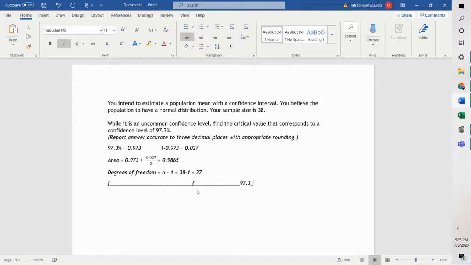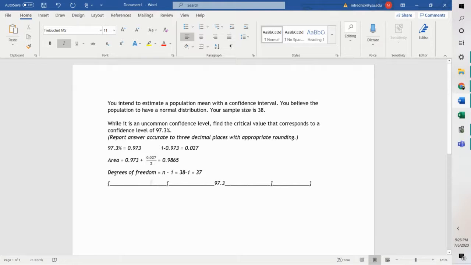97.3% would be here, and it breaks evenly. If the 97.3 is in the middle, then we need to find out how much would be on each end. That's why we subtract it from 1 and then divide by 2, because both ends will have the 0.027, but we also need to divide it by 2. That tells us how much is on each side.